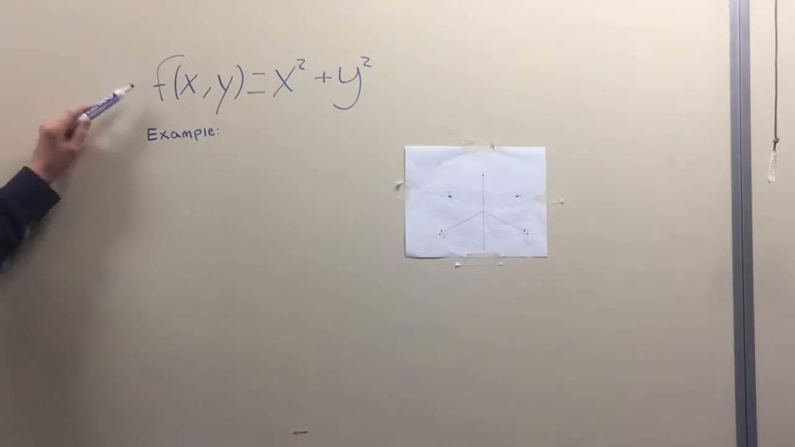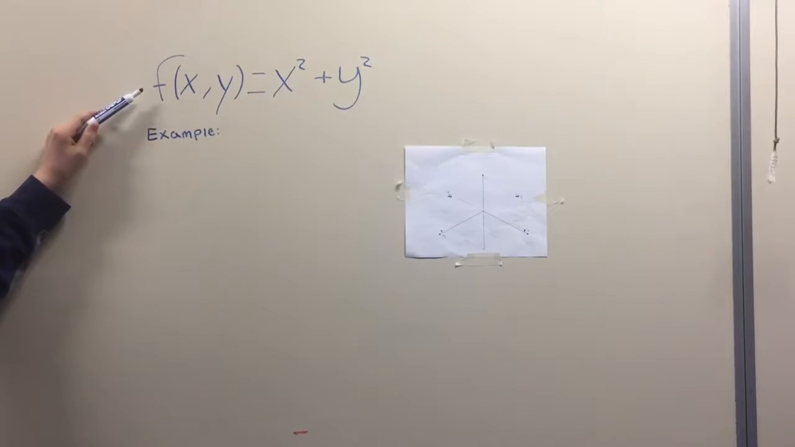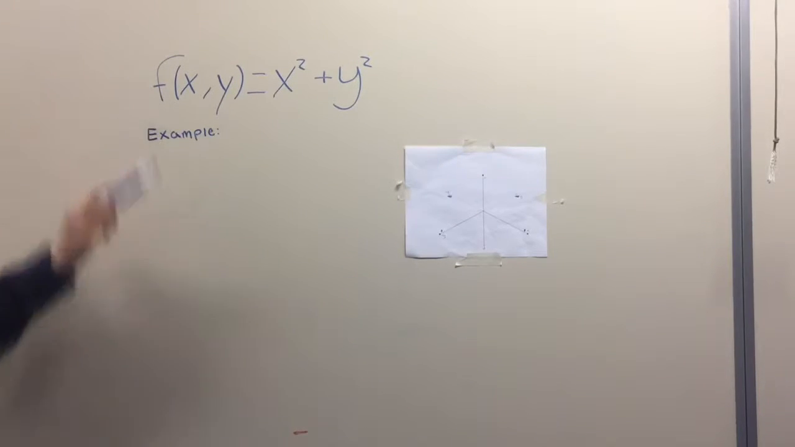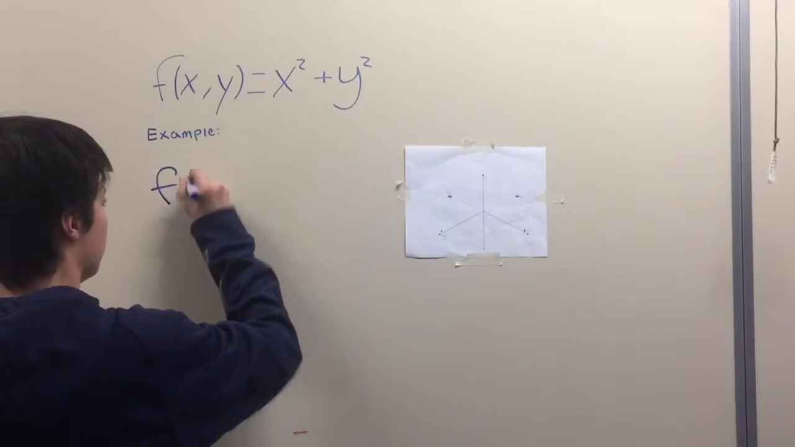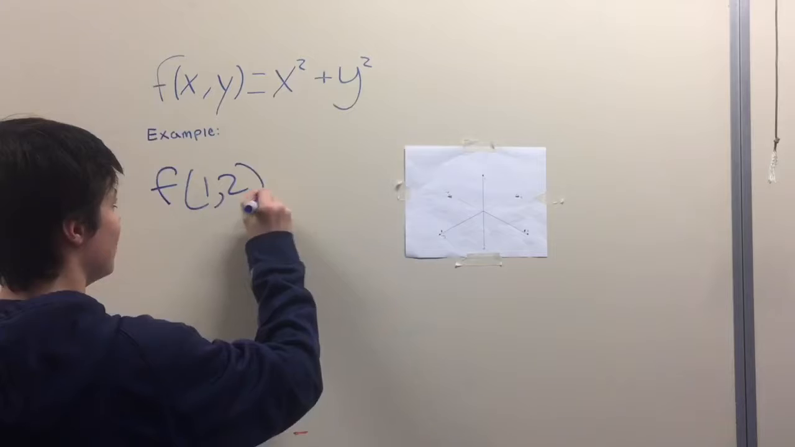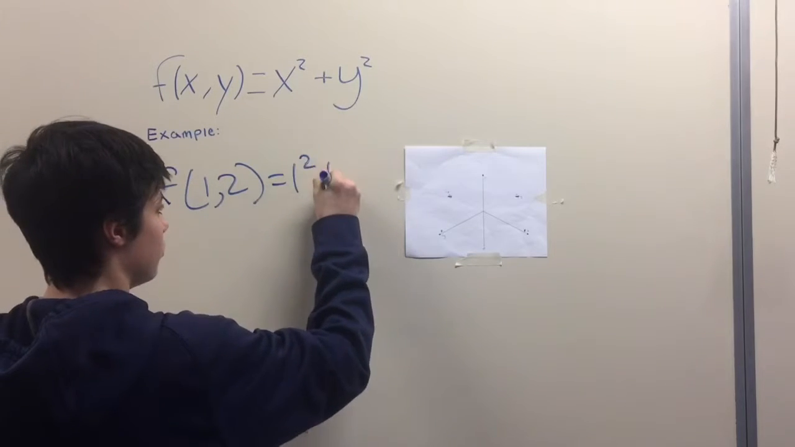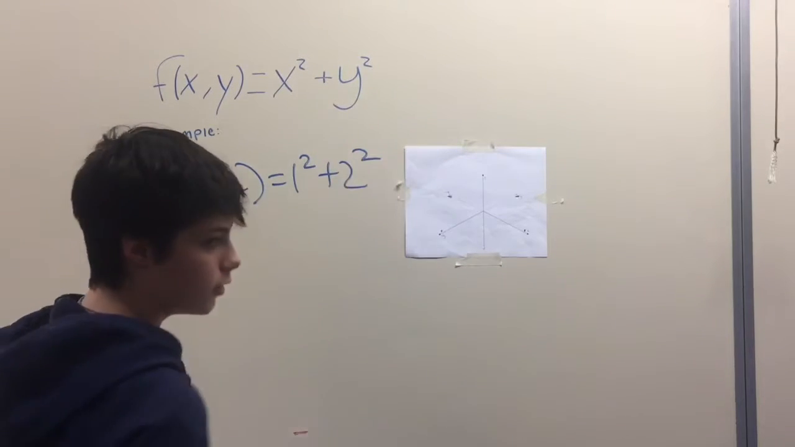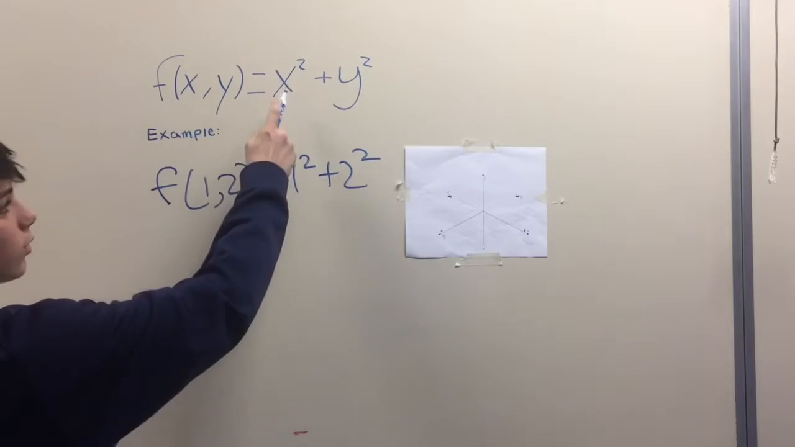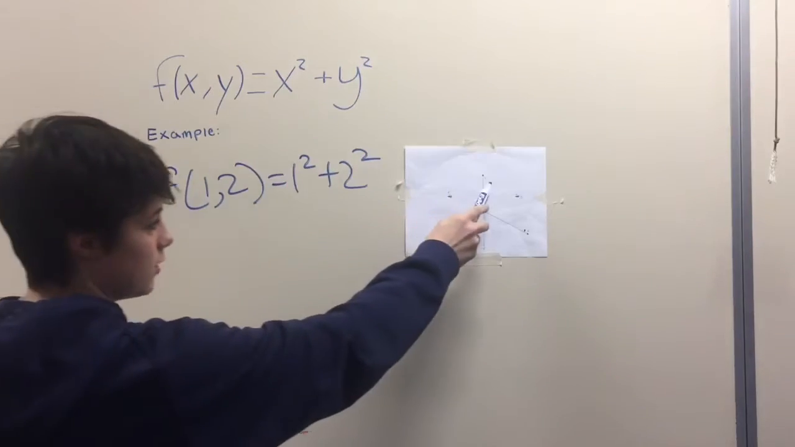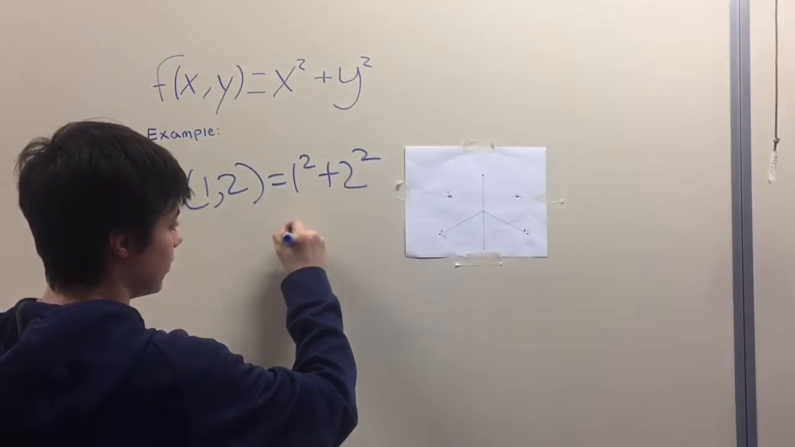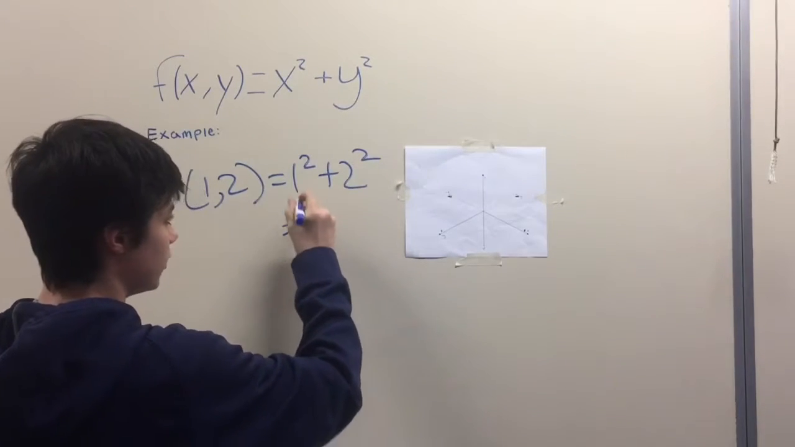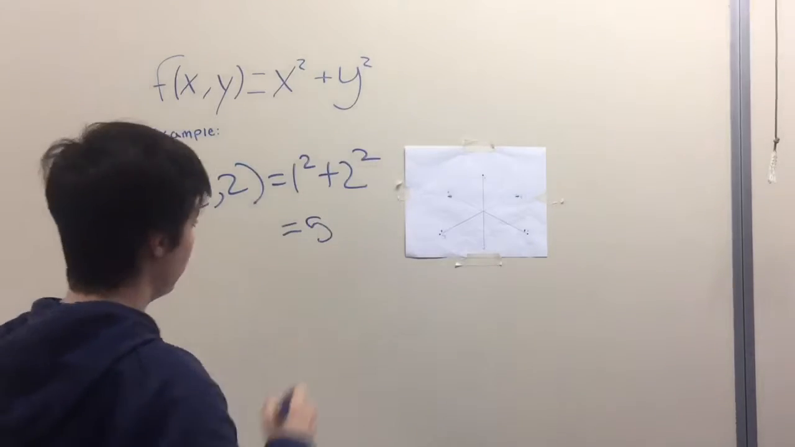The formula for a 3-dimensional graph is f of x, y equals x squared plus y squared. One example of this would be f of 1 comma 2 equals 1 squared plus 2 squared. So x squared plus y squared comes out to be the same thing as z. So you have to find out that this would equal 5, because 1 squared is 1 and 2 squared is 4.